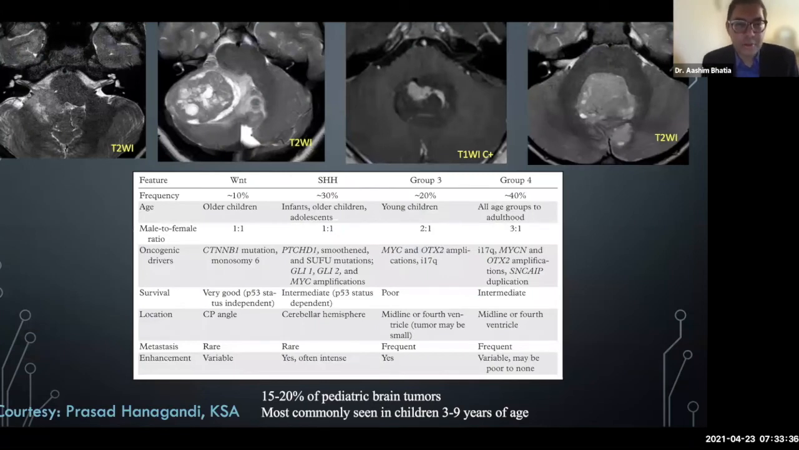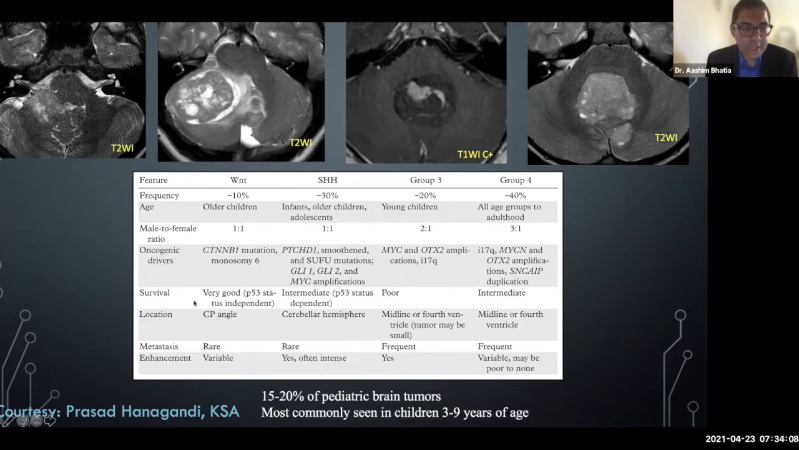So let's talk about medulloblastomas. These are important subtypes. If you can remember any subtypes, it should be medulloblastoma, where you've got WNT tumors, Sonic Hedgehog, group 3 and group 4 tumors. And what is the importance of this? Subtypes have different behaviors. If you look at survival, WNT tumors have very good survival, whereas group 3 have poor survival. So it's important to know the subtypes.